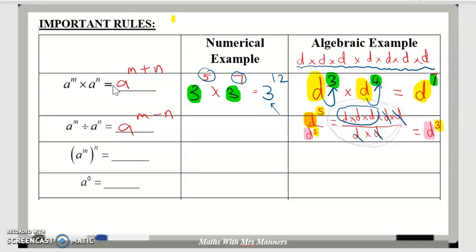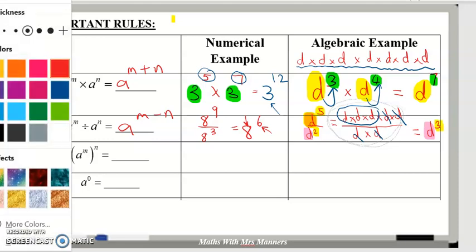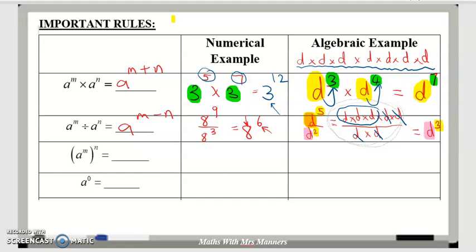My base does not change. So if I have something like 8 to the power of 9 divided by 8 to the power of 3, that would be 8 to the power of 6. I subtract the powers, but my base does not change.